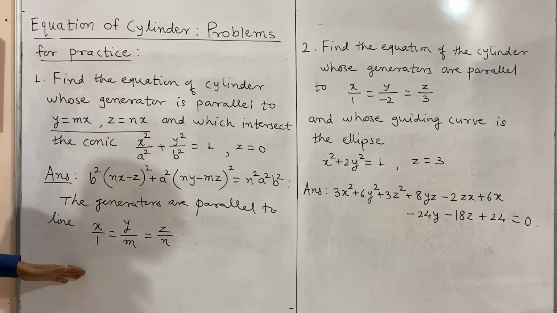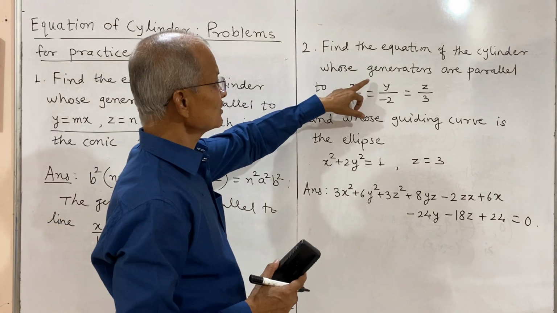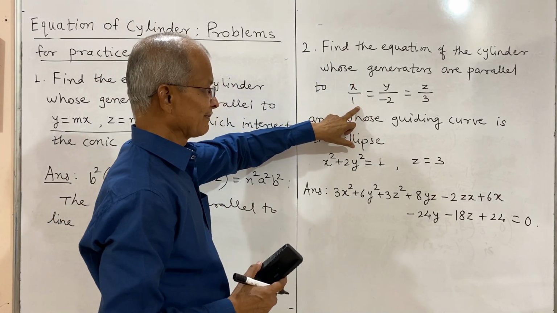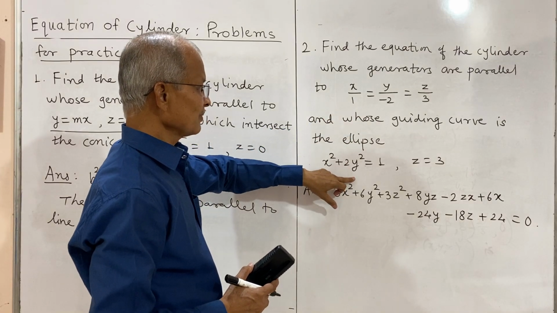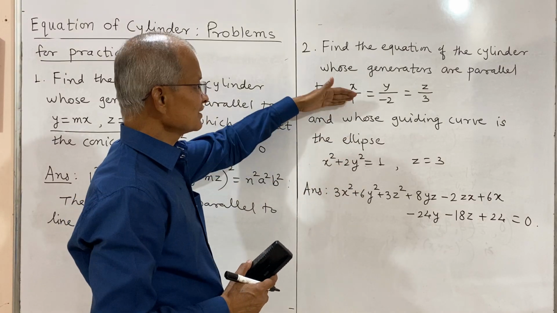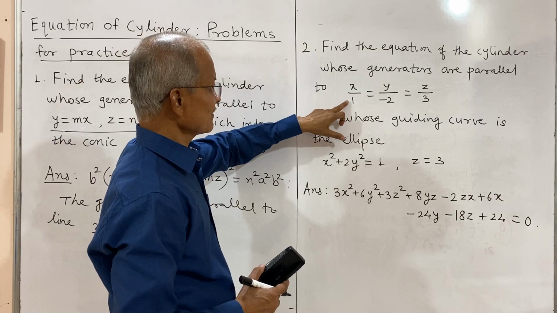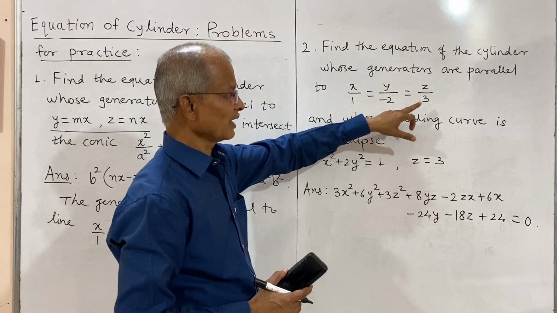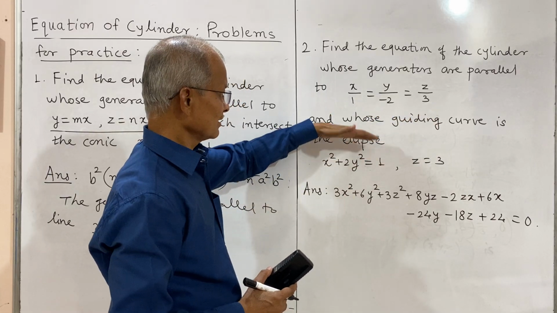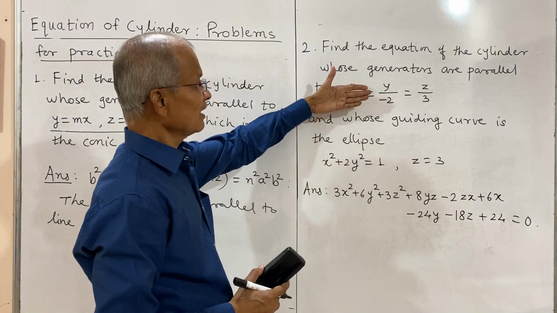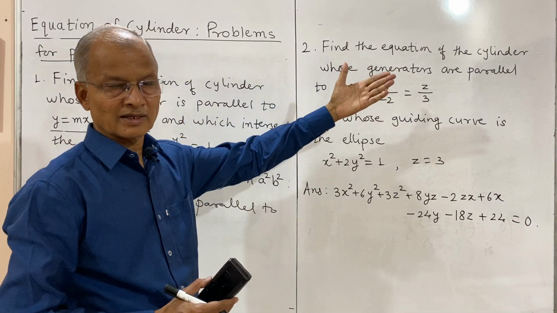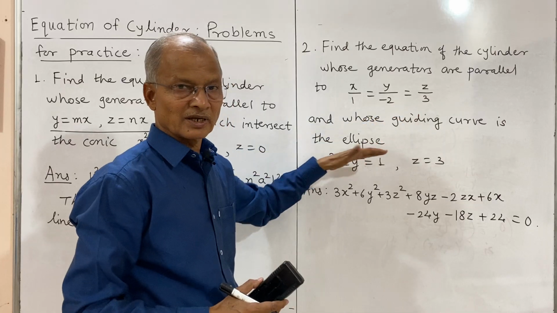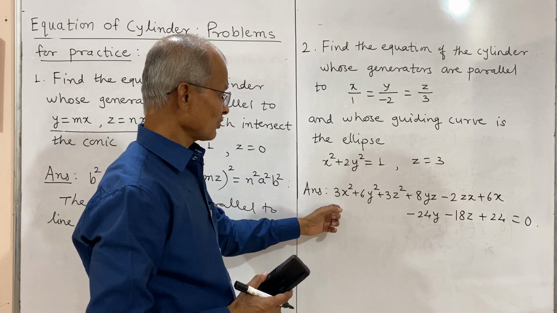So check the answer. And the second one is: find the equation of the cylinder whose generators are parallel to this line and whose guiding curve is this ellipse. See, it is straightforward. The generators have direction ratios 1, minus 2 and 3, and the guiding curve is this one. So write the equation of the generator taking the point as alpha, beta, gamma, and having DRs as 1, minus 2, 3, etc. And the answer of this second problem is this one.